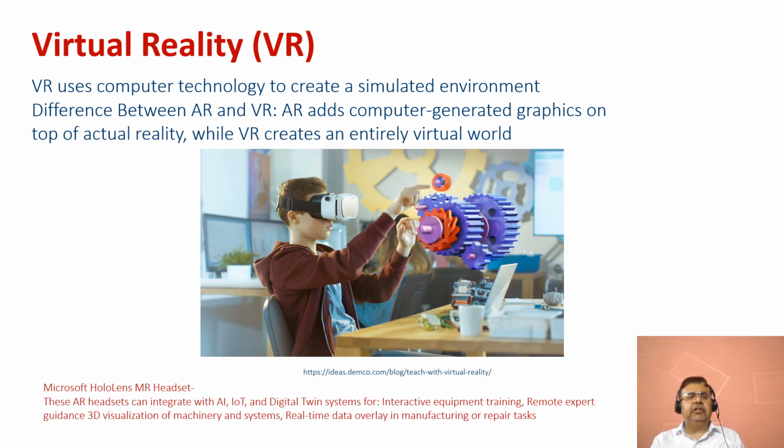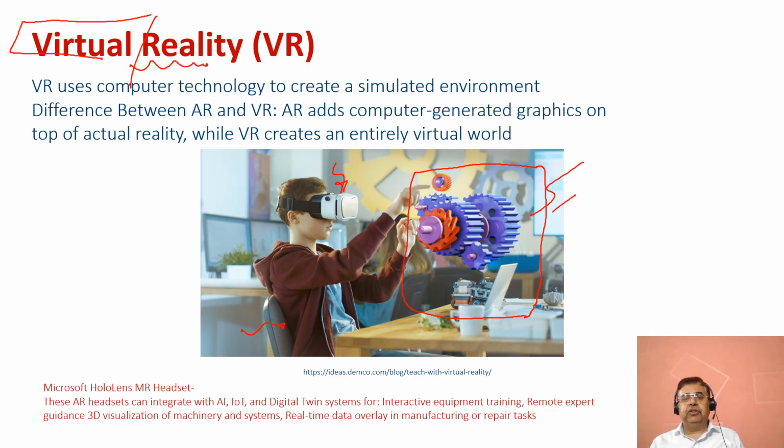Next we have virtual reality. So there is no reality, everything is happening virtually. As you can see in this figure, a person is sitting with the headset on, and this person is performing assembly of some engine or some machine, whereas this machine does not exist physically. So everything is being handled virtually.